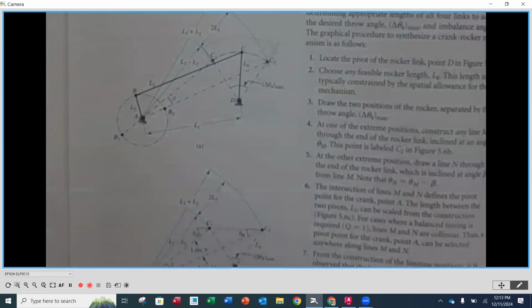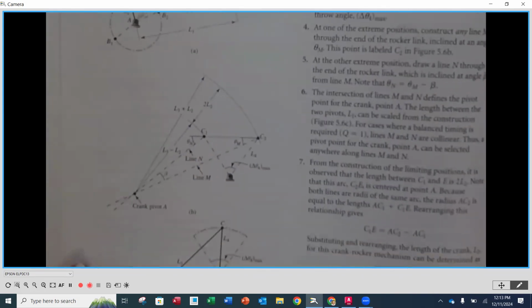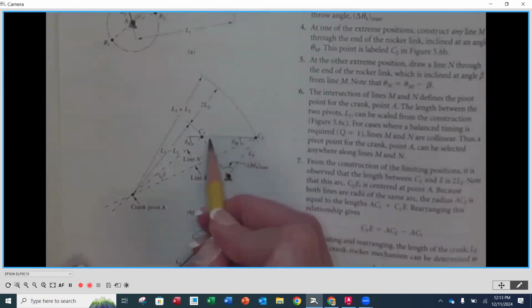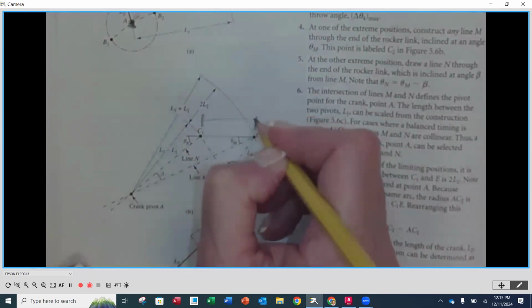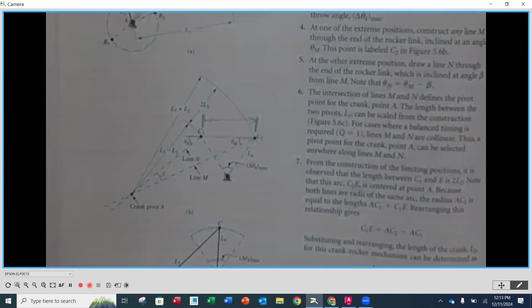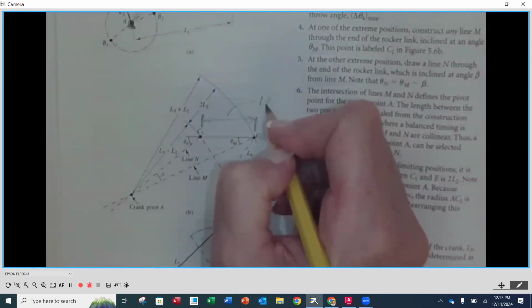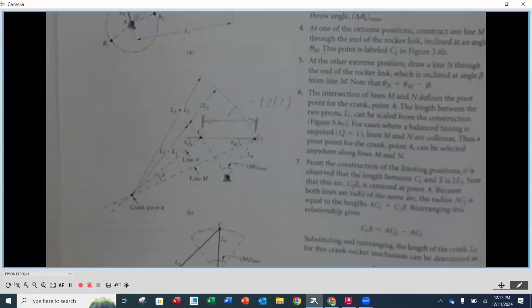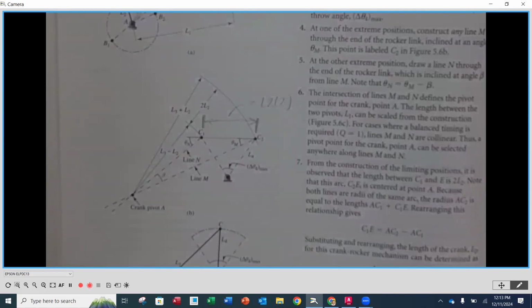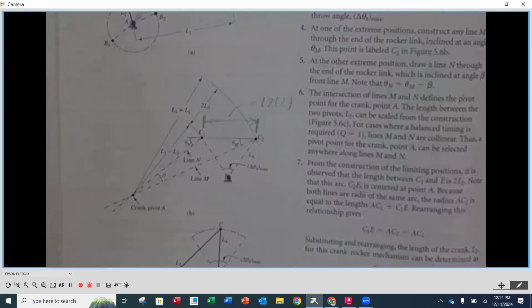So what they're talking about is if we go down here and take a straight line between C1 and C2, this distance right here is what they're talking about. And this distance is going to be equal to L2 times 2, 2 times L2. So we can take that distance, divide it by 2, and that's going to be the length of our L2. Does that make sense to everybody? So we have to lay that out first, find that distance, and then half of that is the length of our crank.